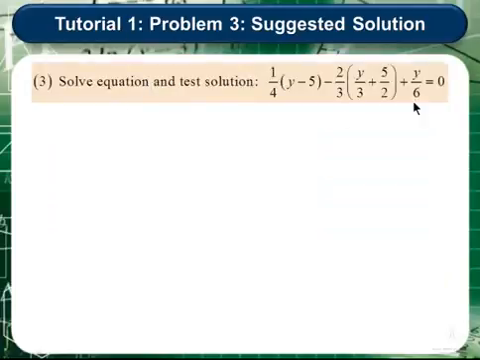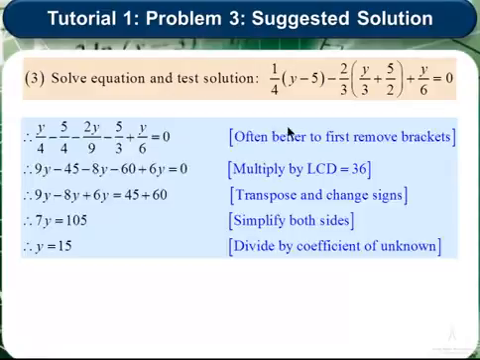In problem 3 of tutorial 1, we have a similar situation, a linear equation to solve for the unknown y in this case, and we need to test the solution for correctness. In this case, we choose to first multiply the coefficients of the brackets on the left hand side of this equation into the brackets, and after that multiply through on the left and the right by the lowest common denominator. Note that in this case we have denominators 4, 3, 2 and 6, and the lowest common denominator clearly will be 36 in such a case.